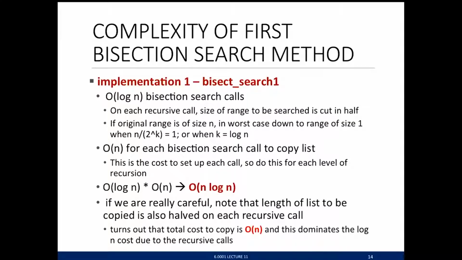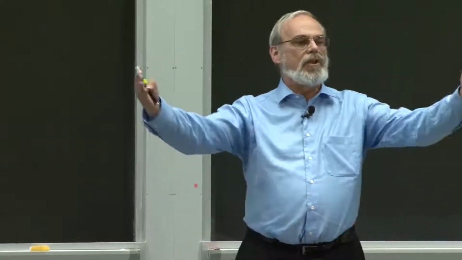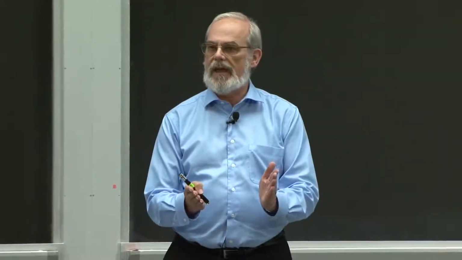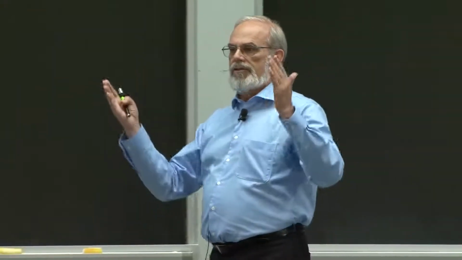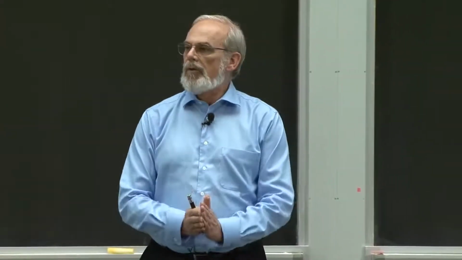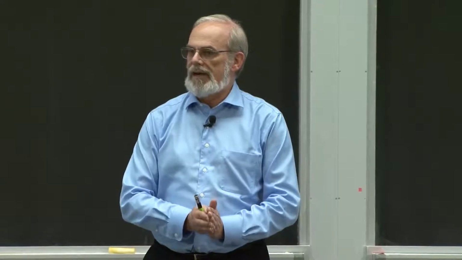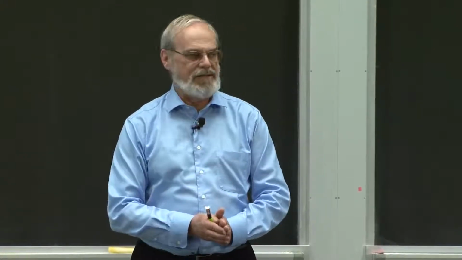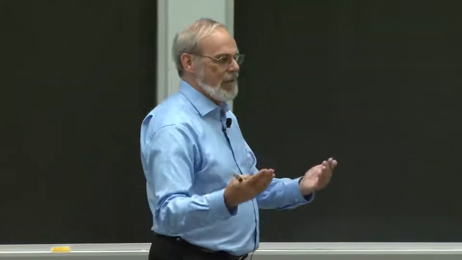I've got order log n search calls. We just deduced that. I've just repeated it here, right? On each call, I'm reducing the size of the list in half. So it goes from n to n over 2 to n over 4 to n over 8 to n over 16. I'll be done in the worst case when I get down to having only a list of size 1. That takes log n steps because n over 2 to the log n is n over n, which is 1.